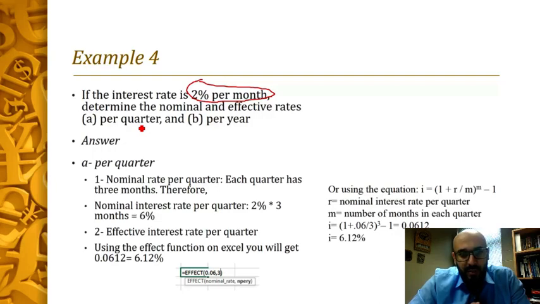So first of all, we need to know how many months are in each quarter. There are 3 months in each quarter, so the nominal interest rate for these 3 months would be 2 times 3, that would be 6%. And now you could use this equation, I equal 1 plus R divided by M to the power of M minus 1, to find the effective interest rate. And after you do the math, you will find 6.12%. And then also you could use Excel, with 6% and the number of periods being 3.